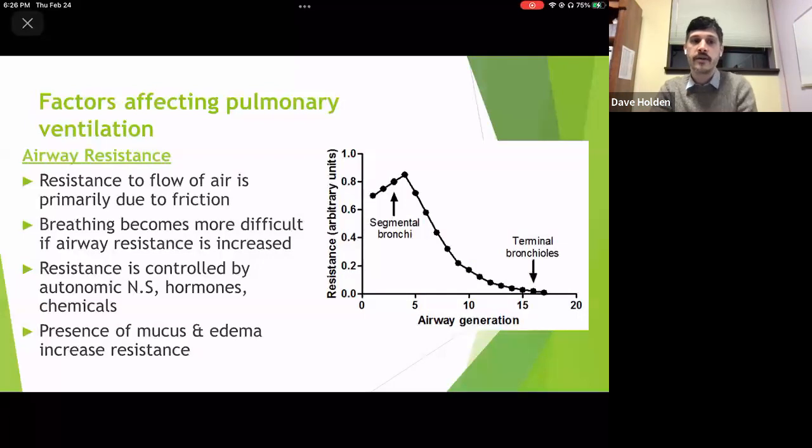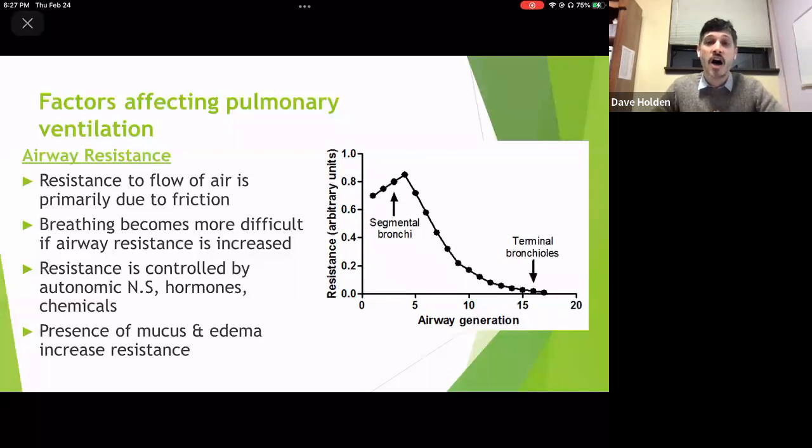Another thing that could affect pulmonary ventilation is resistance to the airflow. We're usually talking about your airways constricting. If the tubes shrink down, muscles could be working fine, lungs could be working fine, but if you can't get air into the lungs, perfect lungs don't do you any good. Ask anyone with asthma, right? The resistance to the flow of air is usually due to friction. Breathing becomes more difficult if you increase the resistance in the airway.